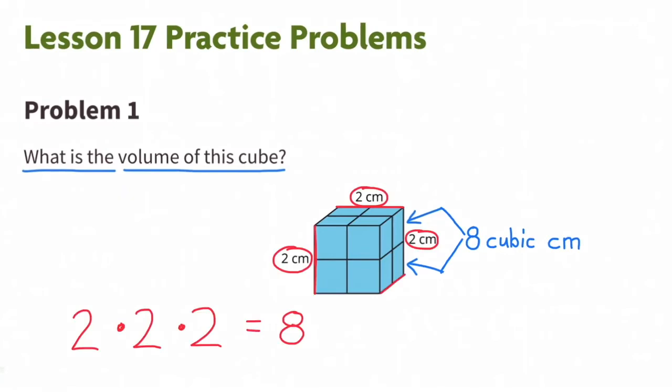A cube is 3-dimensional. This cube is 2 centimeters tall, 2 centimeters wide, and 2 centimeters long. 2 times 2 times 2 equals 8. The volume of this cube is 8 centimeters to the power of 3, or 8 centimeters cubed.